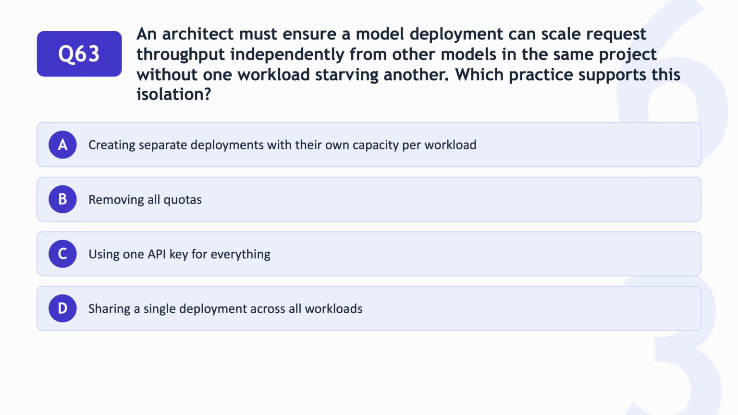A. Creating separate deployments with their own capacity per workload. B. Removing all quotas. C. Using one API key for everything. D. Sharing a single deployment across all workloads. Pause the video if you don't want the answer yet.